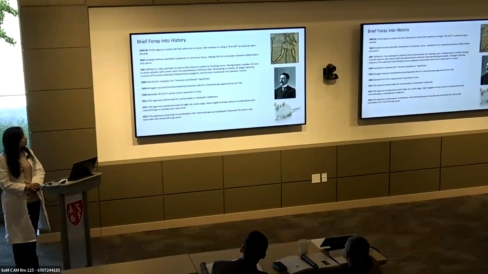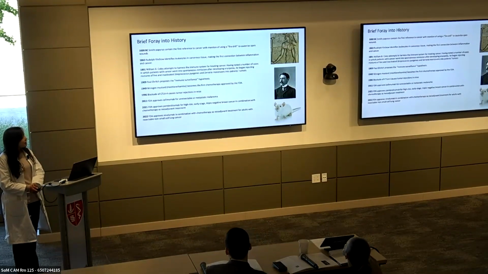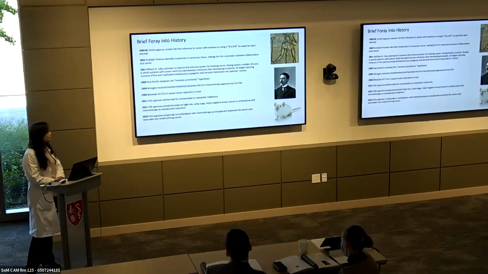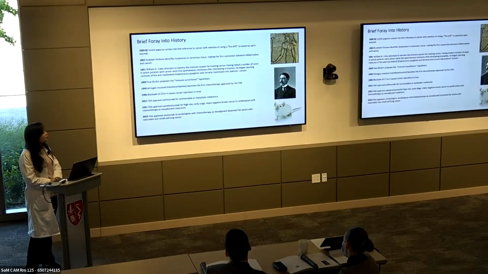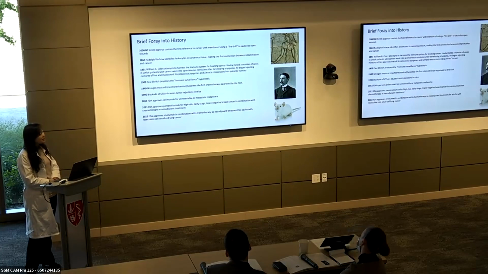In 1863, Rudolf Virchow identified leukocytes in cancerous tissue and thus made the first connection between inflammation and cancer. In 1891, William Coley, who we regard as the father of modern cancer immunotherapy, attempted to harness the immune system for treating cancer. He noticed that a number of his cancer patients went into spontaneous remission after developing erysipelas, and he tried to inject mixtures of live and inactivated streptococcus and serratia bacteria into patients' tumors. Unsurprisingly, this did not quite catch on at the time.